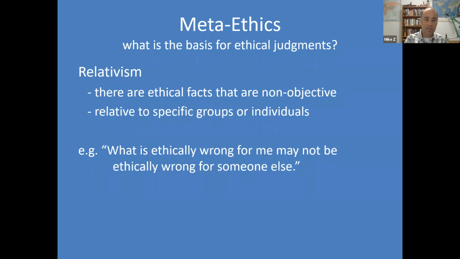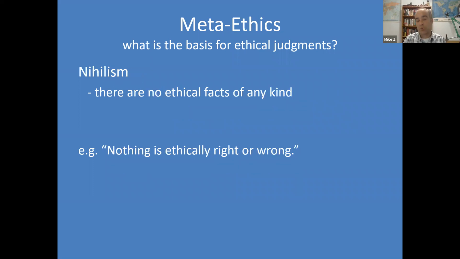On the other hand, there's relativism. A relativist about ethics will also acknowledge that there are truths in ethics, that there are ethical facts, but the relativist disagrees about them being objective. The relativist thinks that they are subjective, or that they are relative to a society, or a culture, or a religion, so that there can be different kinds of ethical truths depending on what group you belong to. So the ethical relativist might say something like this: what is ethically wrong for me may not be ethically wrong for somebody else in a different religion or a different culture than me.